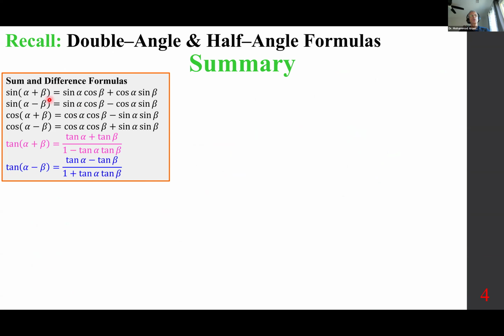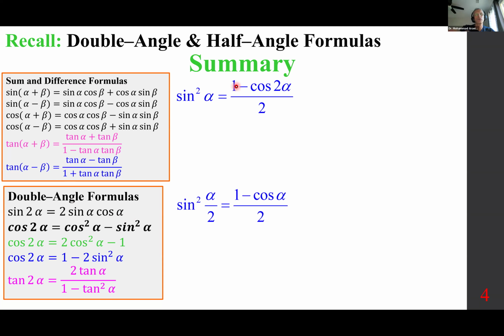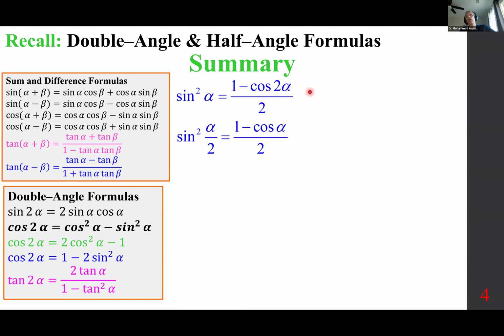And sum and difference formulas, such as sine of alpha plus beta is sine alpha cosine beta plus cosine alpha sine beta. And we can use this to get to double angles. For example, if we change the beta here, we get sine of 2 alpha, which is 2 sine alpha cosine alpha, and the rest of them. From here, we can solve for sine squared of alpha, cut the alpha in half to get to the half angle formulas.